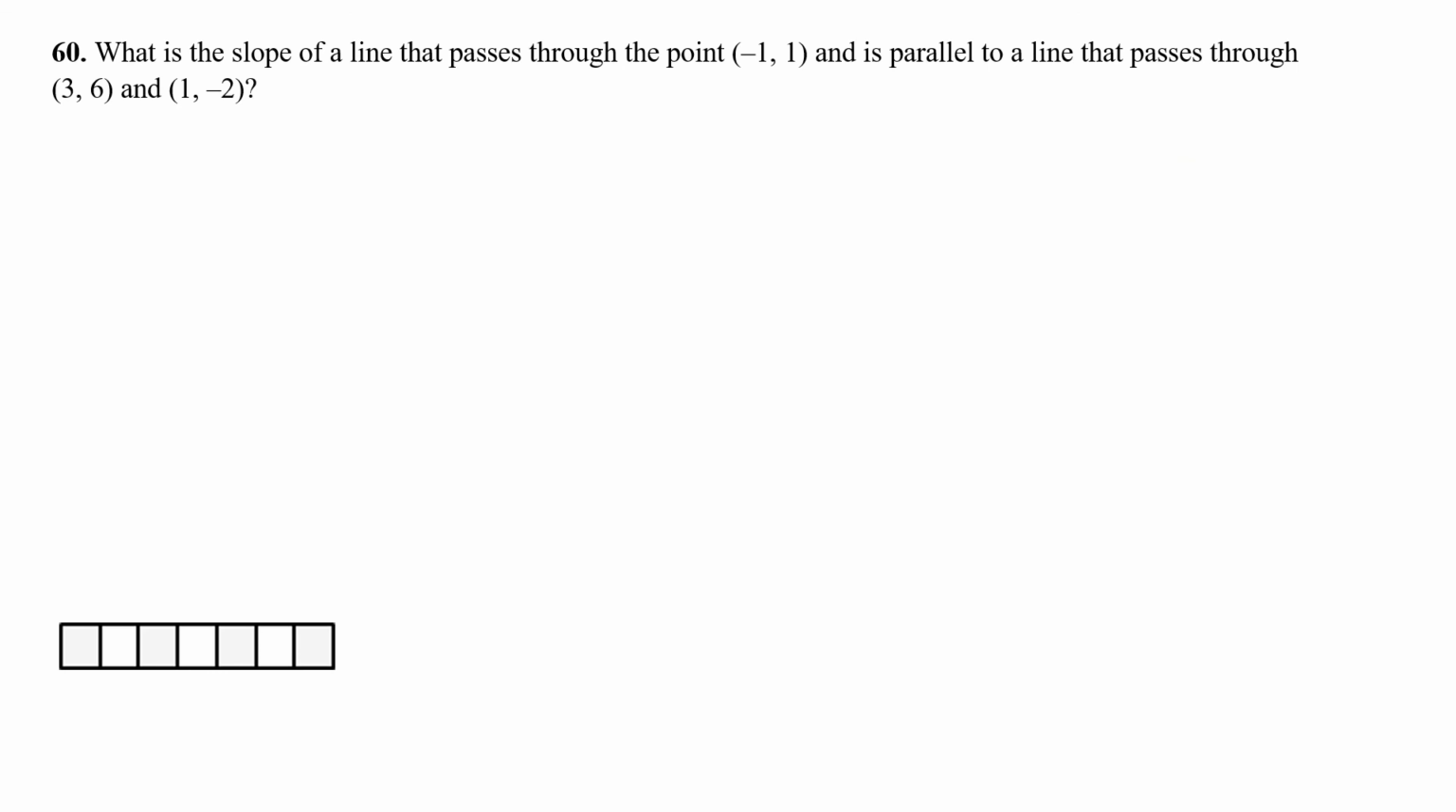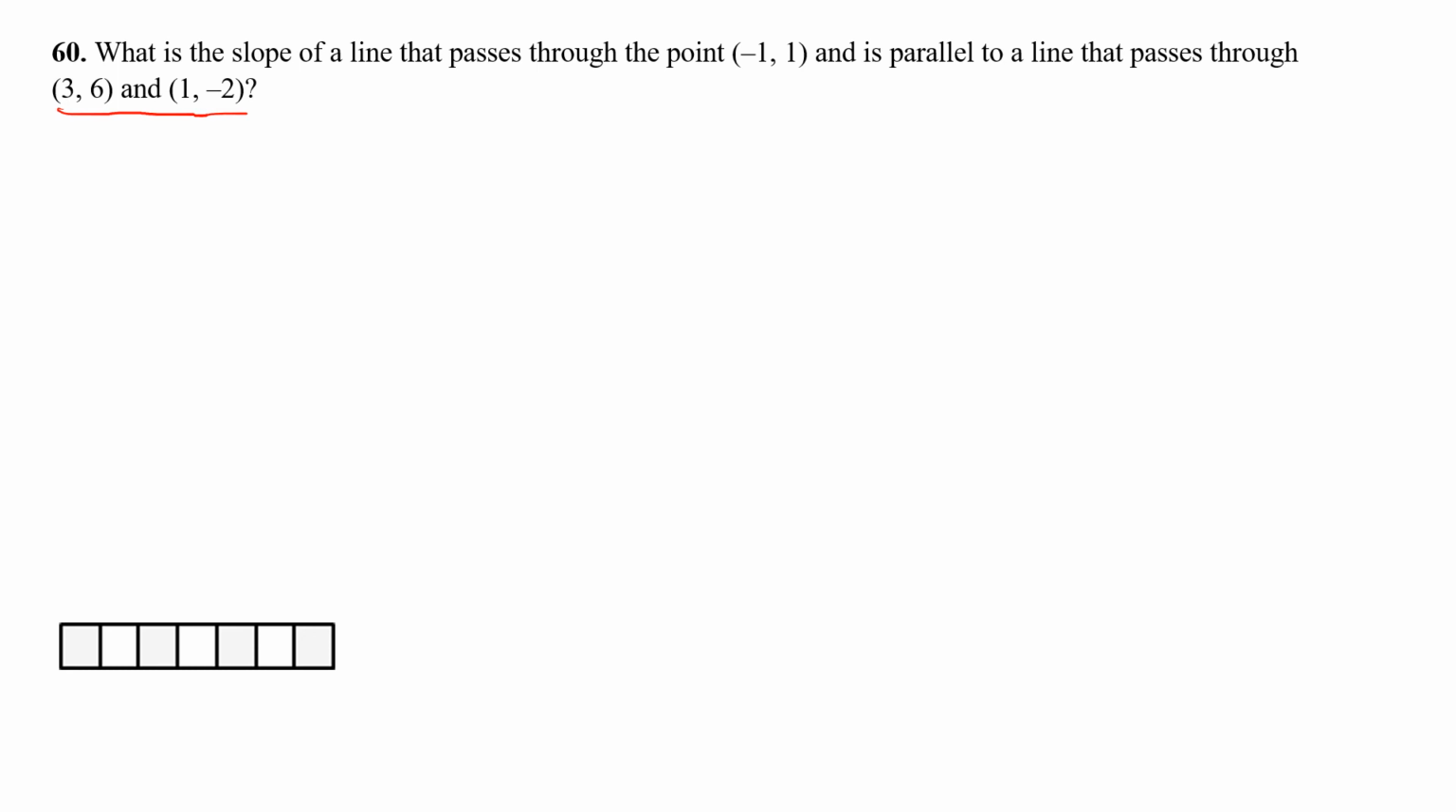Alright, so we finally reached the very last problem of our practice test, so let's go ahead and get started on number 60. It says, what is the slope of a line that passes through the point negative 1, 1 and is parallel to a line that passes through 3, 6 and 1, negative 2? And so what do we know about parallel slopes? That they are the same.